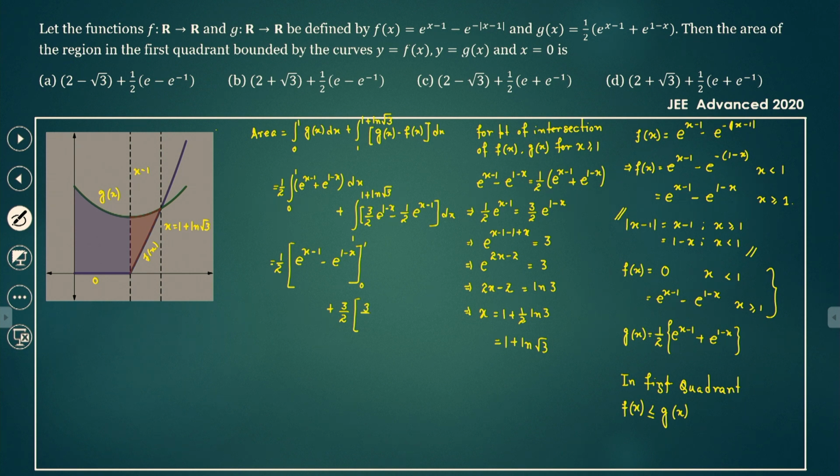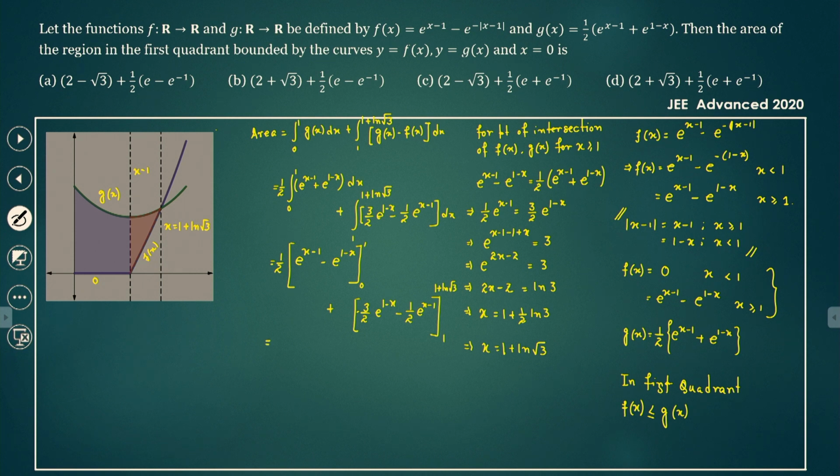So therefore you will get 3/2, inside the bracket with a minus sign, e^(1 minus x), minus 1/2 e^(x minus 1), with limits 1 to 1 plus ln root 3. That's it. We have already solved this integration and put the limits. Now our job is to put the appropriate values and get it done. So let's substitute it in one line.